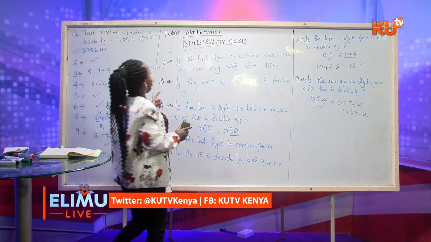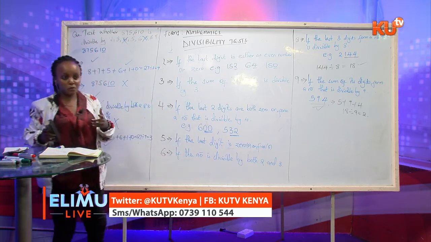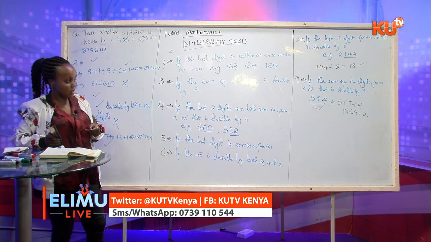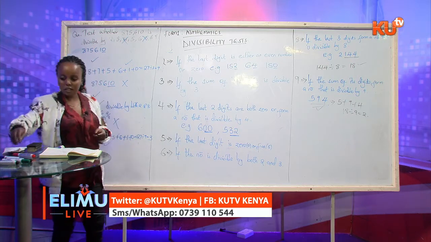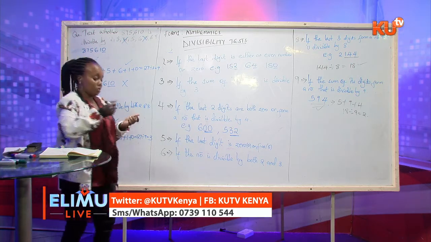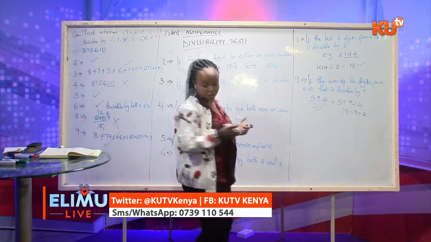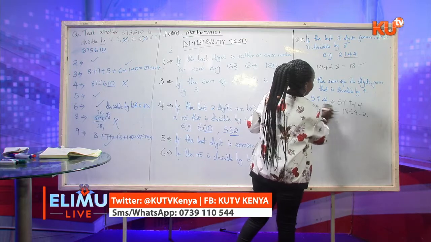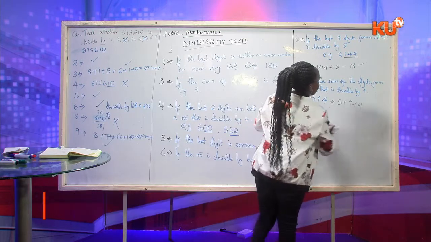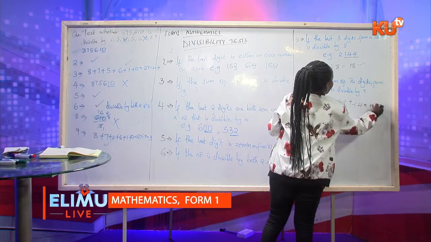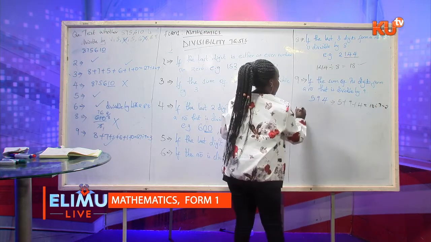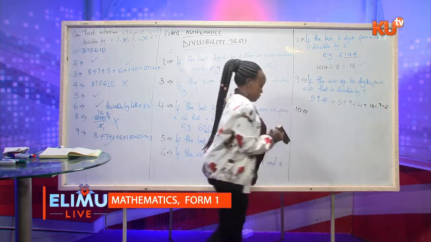Next, we were supposed to find the divisibility tests from 2 to 11, so we have two more that are left. The next one was 10. Let us find if this number is divisible by 10. So 10.